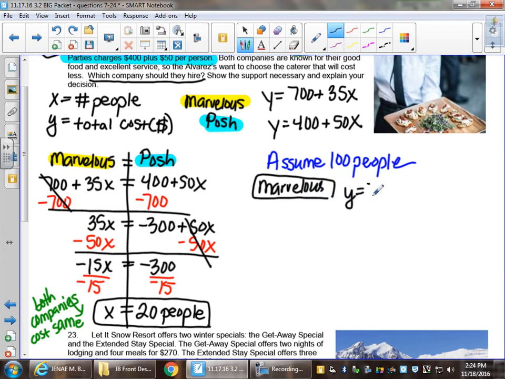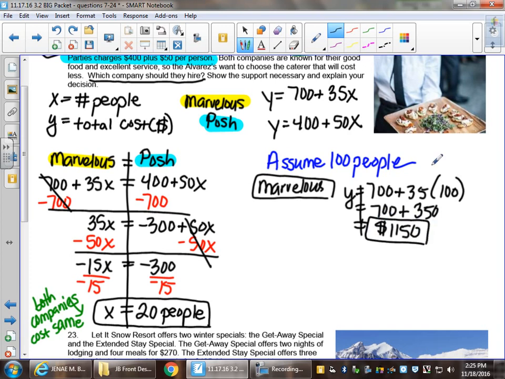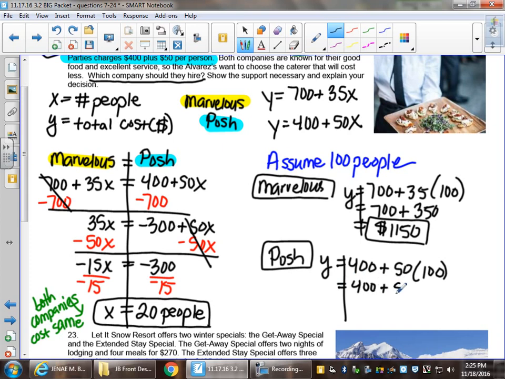So that would be y equals 700 plus 35 times 100. That's 700 plus 350. So Marvelous Meals would cost $1,050. Now let's compare that to Posh. Y equals 400 plus 50 times 100. I get 900.